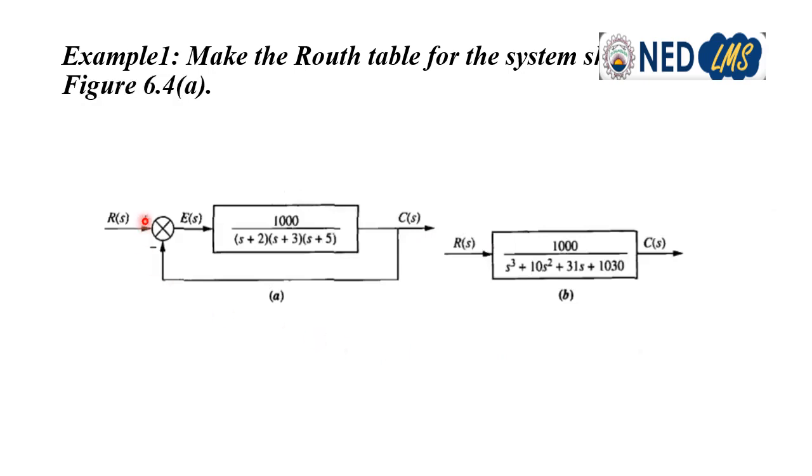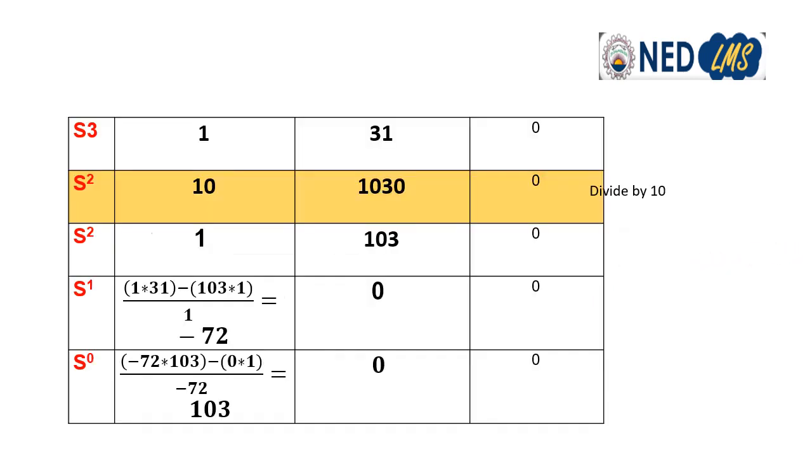So first we find the closed loop transfer function. We have solved this using the closed loop transfer function. The relationship of the closed loop transfer function, that is C upon R equals G upon 1 plus GH, we have discussed in the block diagram portion of the lectures, and we have found it as 1000 upon s cube plus 10s square plus 31s plus 1030. So this is the characteristic equation, s cube plus 10s square plus 31s plus 1030.